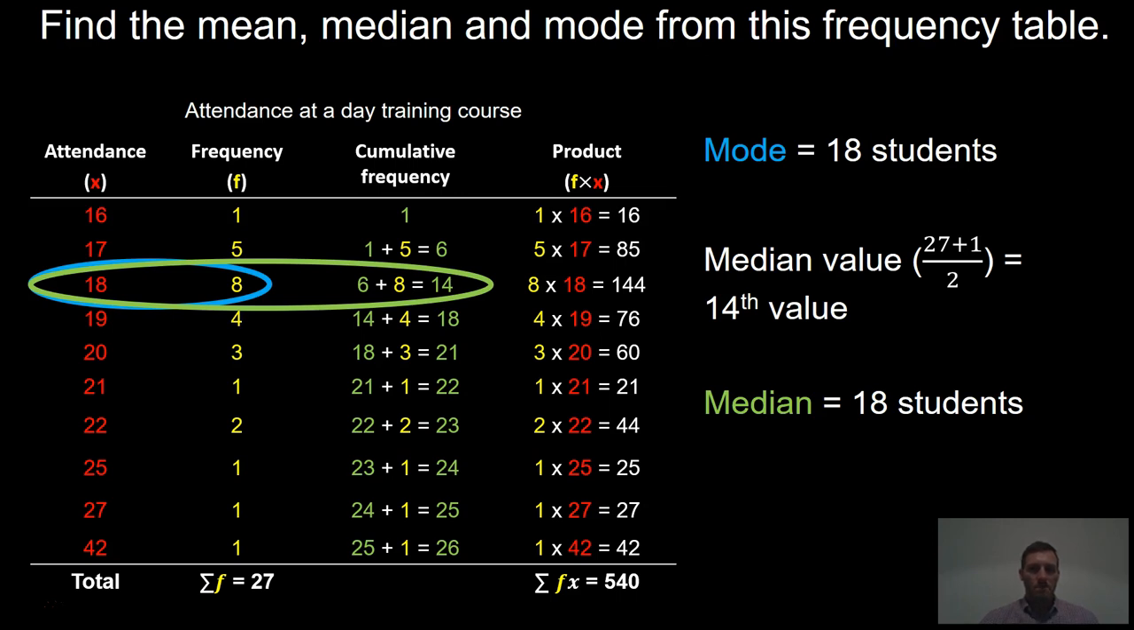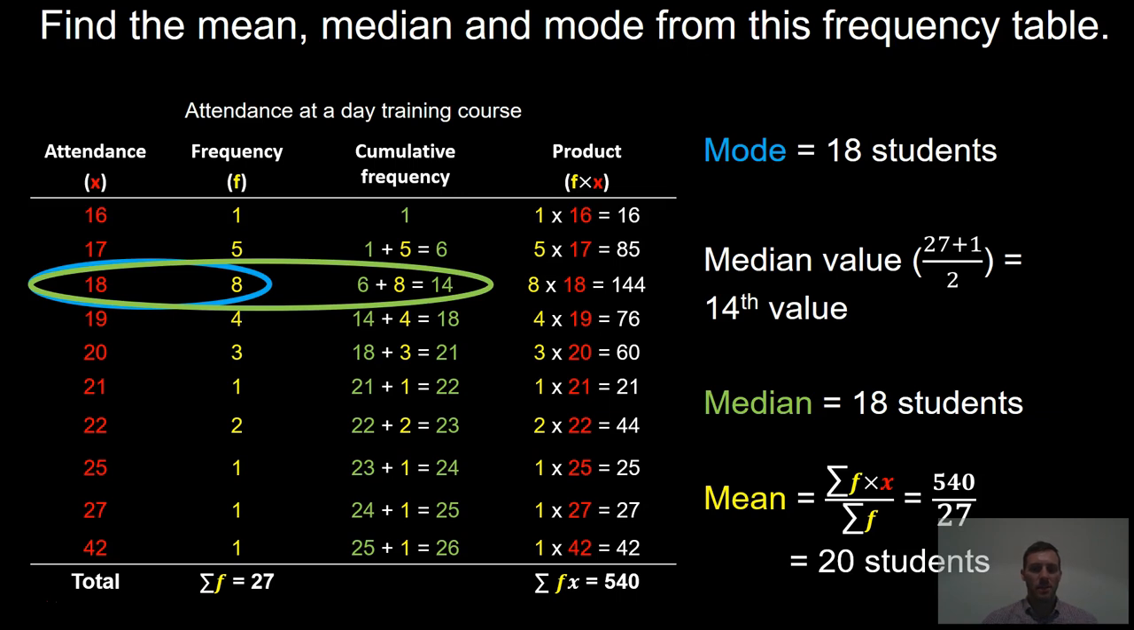Finally, we can calculate the mean using the total of the product column and the frequency column. The total of the product column is the total attendance from the entire sample of courses. The total frequency is the number of classes from the sample. Therefore, dividing the total product by the total frequency gives the mean, or 20 students attending a day class.